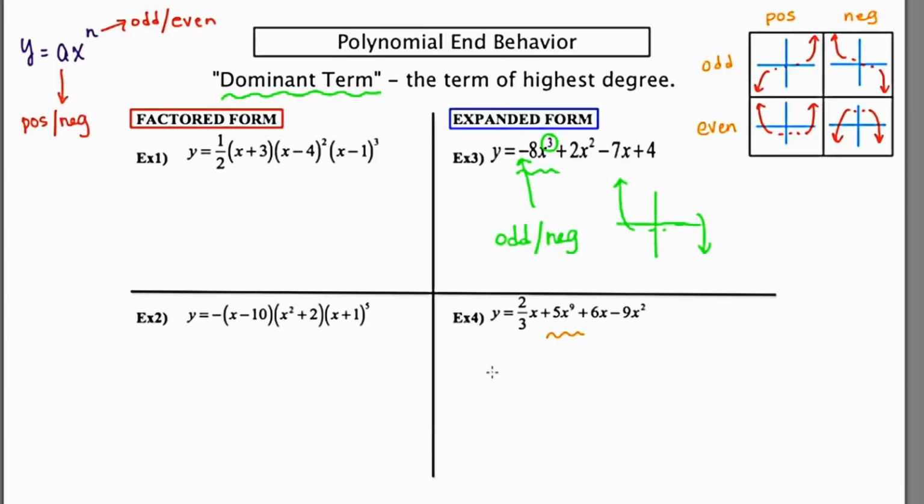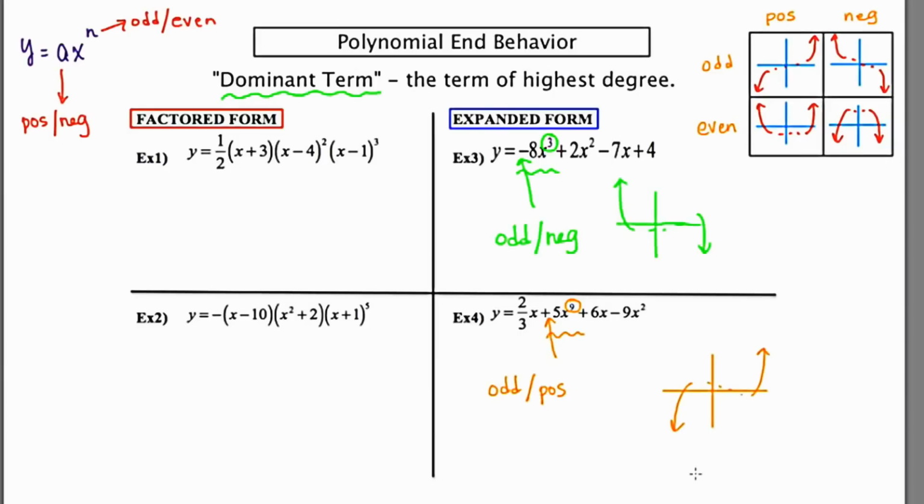Well, as some of you may have guessed, this one is odd positive. And the reason it's odd positive is because the coefficient in front is positive. The exponent is 9, which is also an odd number. So this is going to be odd positive. Take a moment and see if you can sketch what the end behavior is going to look like before I do it myself.